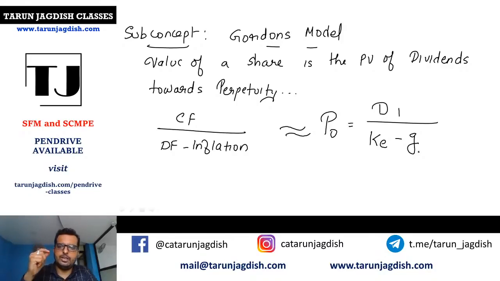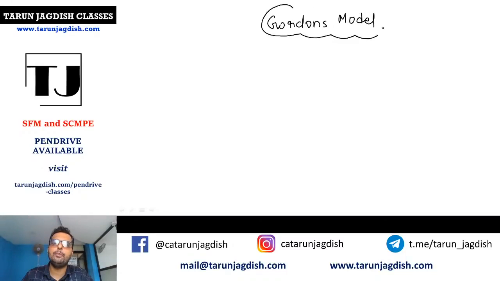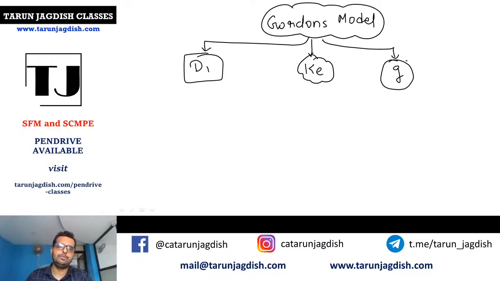Alright friends, I hope you have written down till here. Now friends, I need to go in depth to explain this model. Gordon's model, ideally, I can break up into 3 parts which we need to learn now. 1, we need to learn how to work out D1. 2, we need to learn how to find KE. And 3, we need to learn how to find G. Can you please draw this chart? Then I'll explain this one by one.